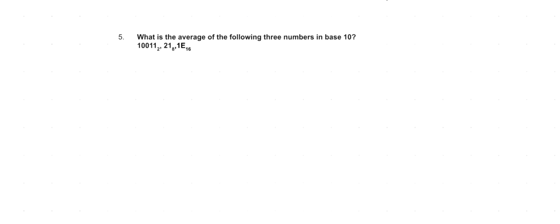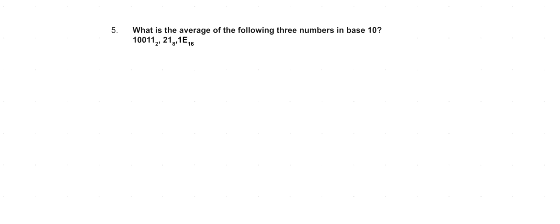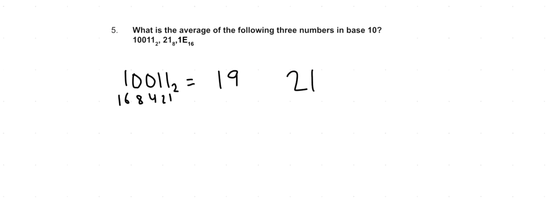Okay, next problem asks for the average of 3 numbers when you convert it into base 10. So we need to convert each number into base 10. This is equal to, well, this is 2, 4, 8, 16. So this is 16 plus 3. This is 19 base 10. This is equal to 17. And then 1E is equal to 31.